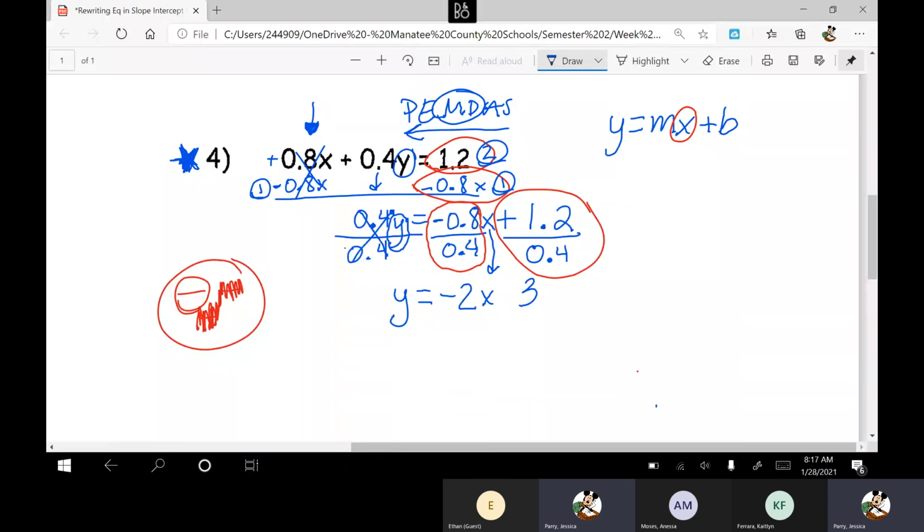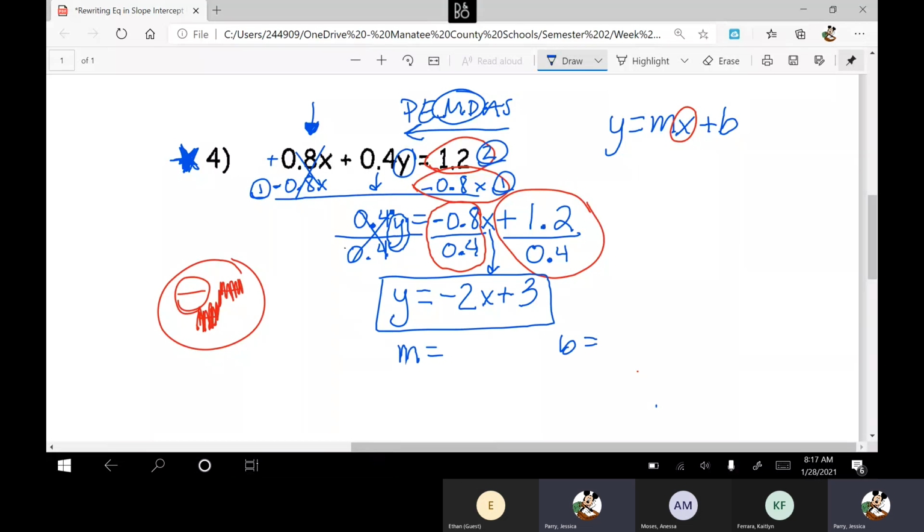What kind of 3 is that? Is that a positive 3 or a negative 3? It's positive. So if it's positive, I got to put my plus sign in front of it. Now it's in slope-intercept form. y = mx + b. Let's quickly write out what does m equal and what does b equal.